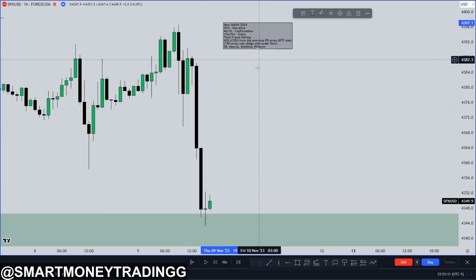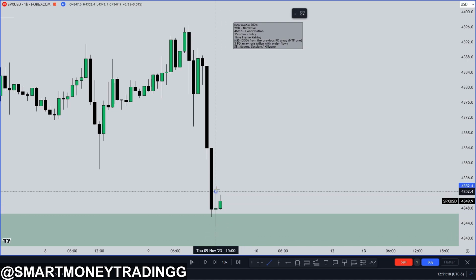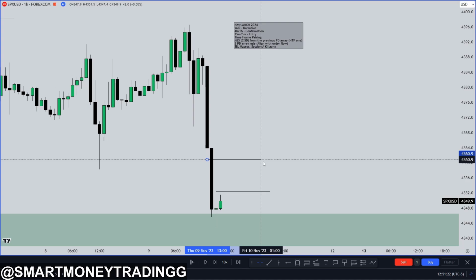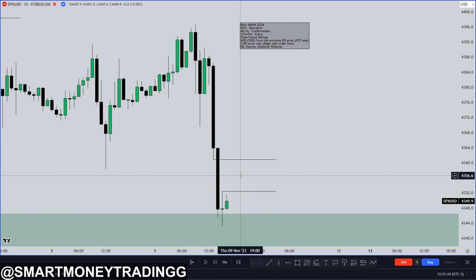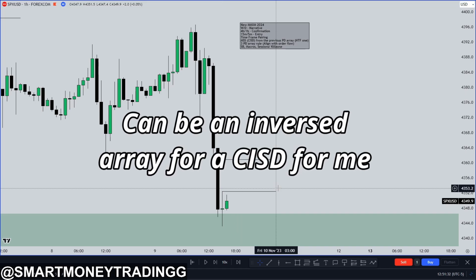And so we're going to look for that, or we can use a macro like 8:50 to 9:10. My first PD array would have to be this right here. It's going to be a sell side imbalance. I'm going to want to see that changed as an inversion fair value gap, have a change in the state of delivery, like right here. That can be an inverse, it can be an order block, it can be an inverse PD array. Basically that's how I view it.